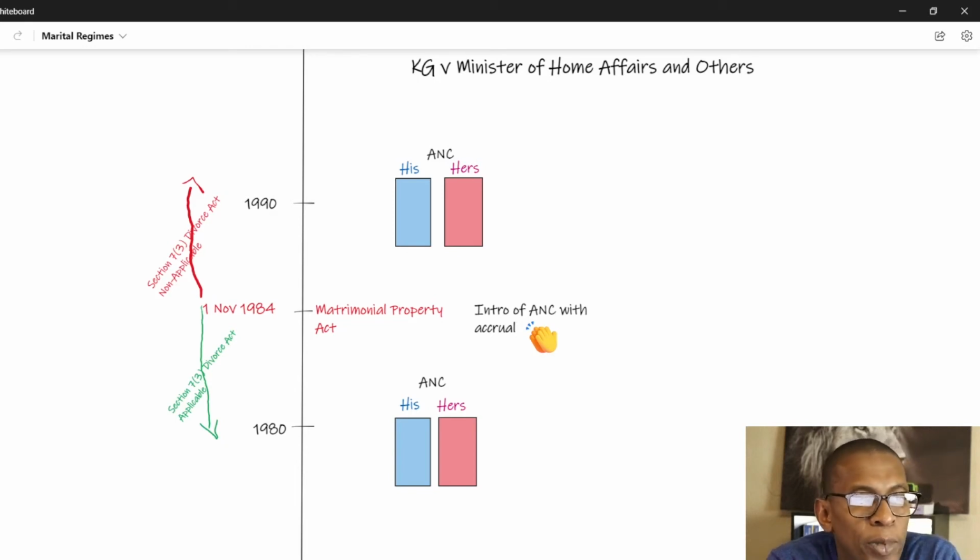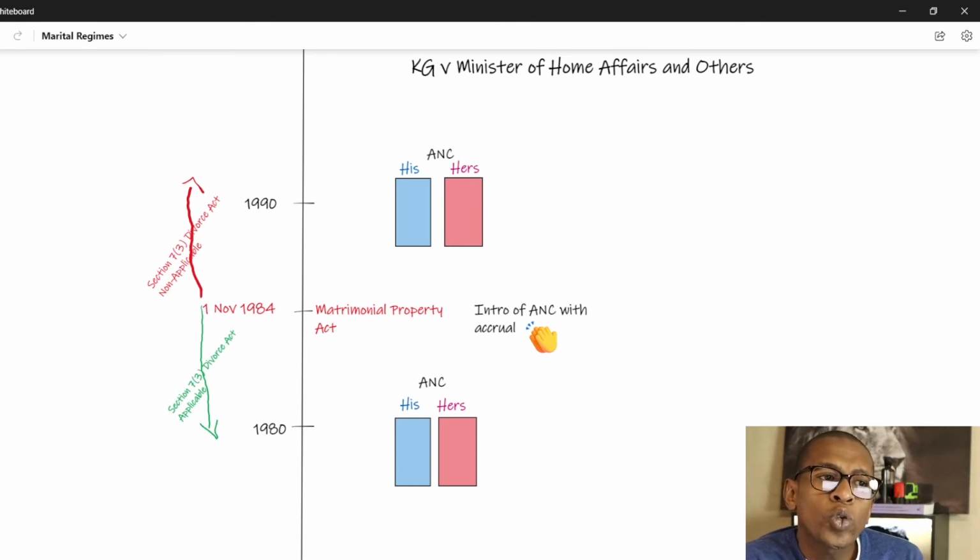So now what we see, if we put it on a number line, we see that on the 1st of November 1984, the Matrimonial Property Act came into being. Now, this is the act that tried to remedy the situation where you don't just have an option of community of property or out of community of property. This is the act now that introduced out of community of property, but with the accrual system, because at least this now says that women who've been stay-at-home moms, for example, can now share in the growth of the estate, at least while the marriage was alive. So this was great as an introduction of the accrual system that happened in 1984.